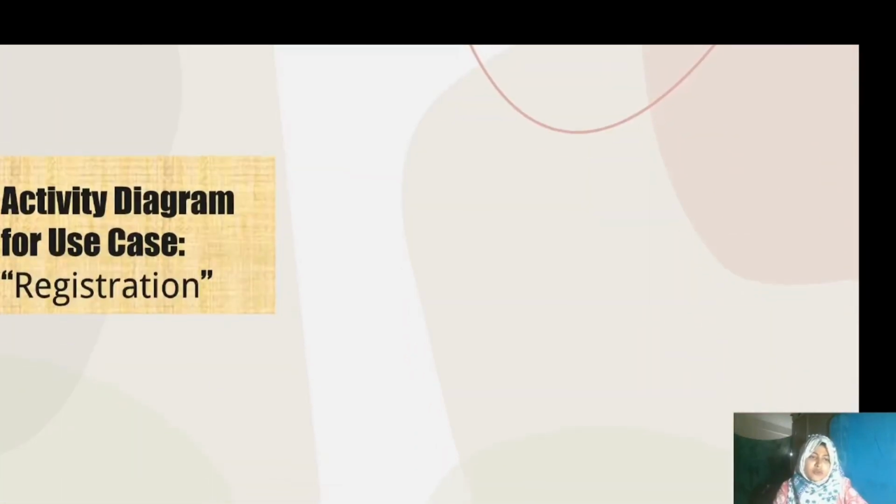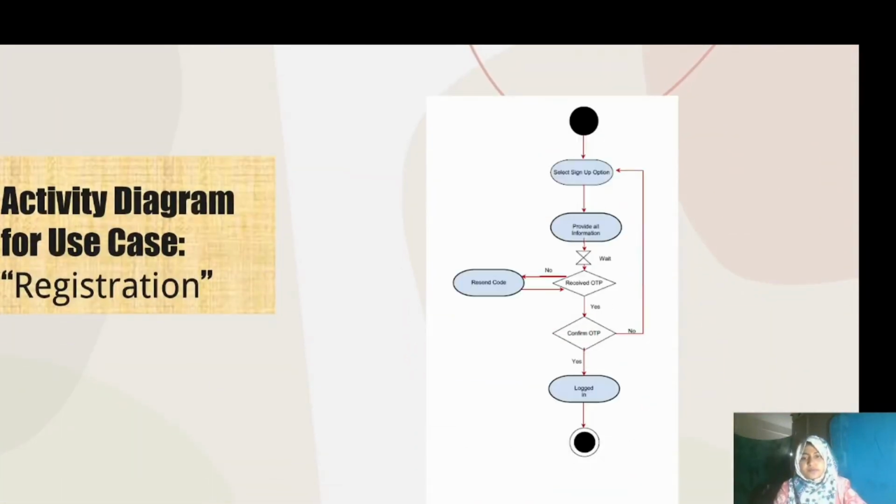Activity diagram for use case registration. At first, the user must select the sign up option. Then he provides all necessary information and waits a moment for getting the OTP. If he doesn't get the OTP, he must resend the code. Otherwise, he confirms the OTP, and the user finally successfully logs in to the Assist Guide app. Thank you.